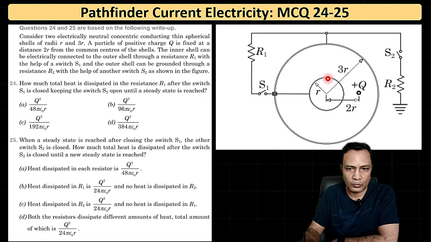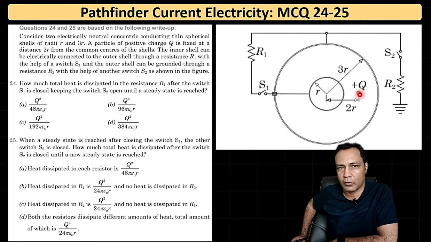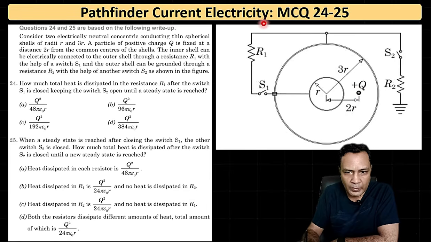So these are the two conducting concentric shells, radius r and 3r. Initially they were uncharged. And there is a point charge capital Q between them, at a distance 2r from their common center. Some setup is being made.